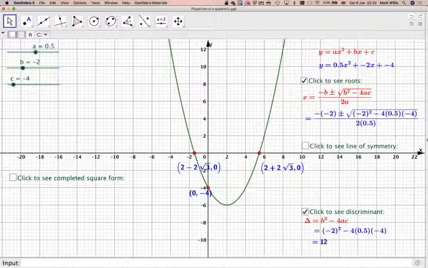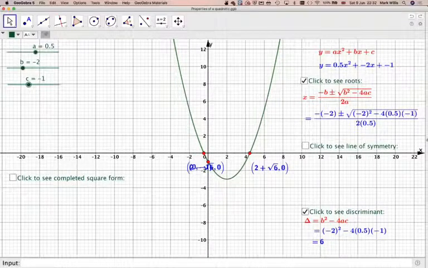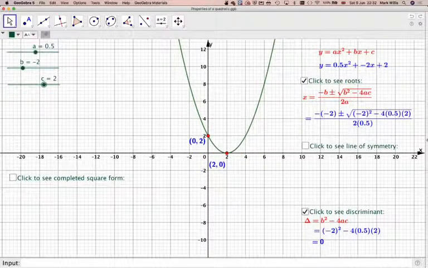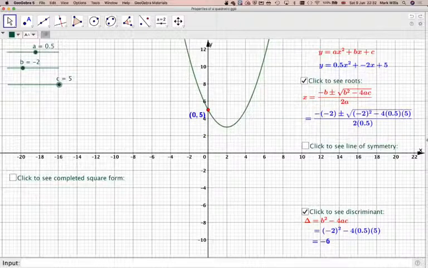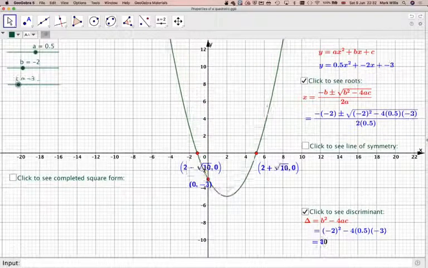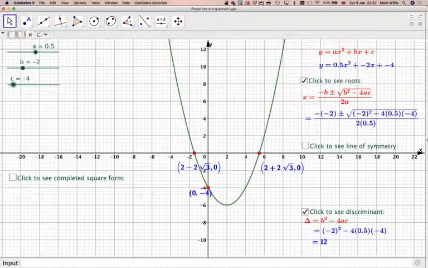Notice now when I got 2 roots that the discriminant becomes a positive number. So just do that again. Discriminant positive, positive, positive, positive, positive, positive. At this particular point there will only be one root, so the discriminant is 0, and then here the discriminant becomes negative. There are no roots. That's what the discriminant tells us. So that's quite useful as well.